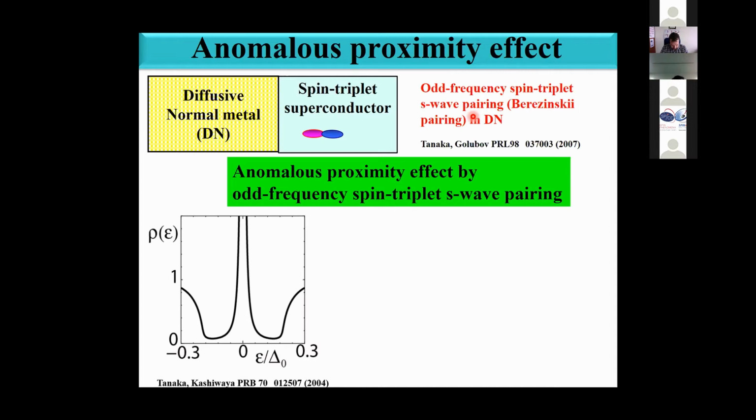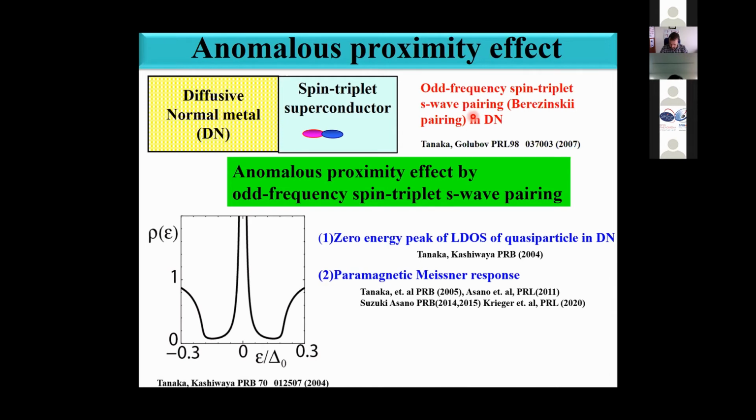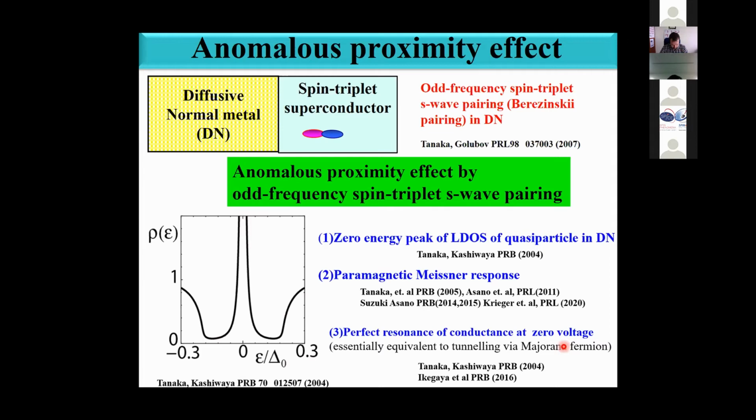by contrast to well-established spin singlet S-wave superconductor studied in mesoscopic superconductivity. In that case, density of state should have a gap-like structure at zero energy. But in this case, this anomalous proximity effect tells us that local density of state has a peak-like structure. So zero energy peak appears in the local density of states. And also paramagnetic Meissner effect is predicted. And actually such kind of tendency has been observed in topological insulator superconductor junction recently, and also perfect resonance of conductance at zero voltage. So essentially equivalent to the tunneling through Majorana fermion discussed by Ikegaya-san yesterday.